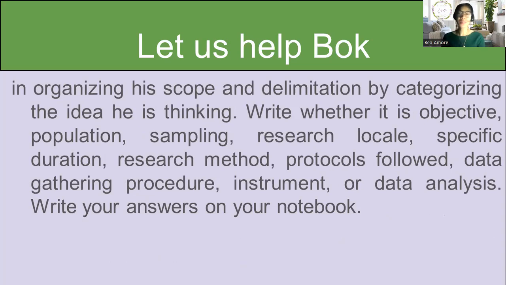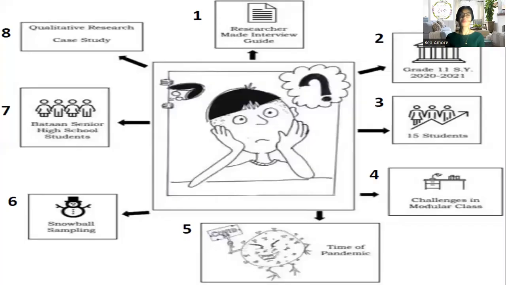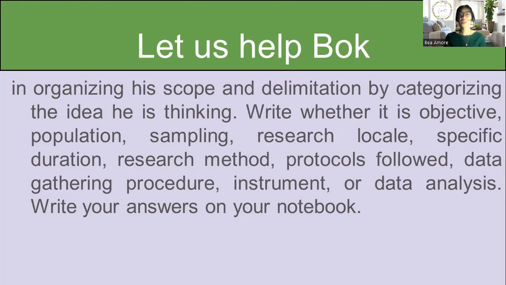So, let us help Book in organizing his scope and delimitation by categorizing the idea he is thinking. Write whether it is objective, population, sampling, research local, specific duration, research method, protocols followed, data gathering procedure, instrument, or data analysis. Write your answers on your notebook. So, those are your choices. Go back to them, children.